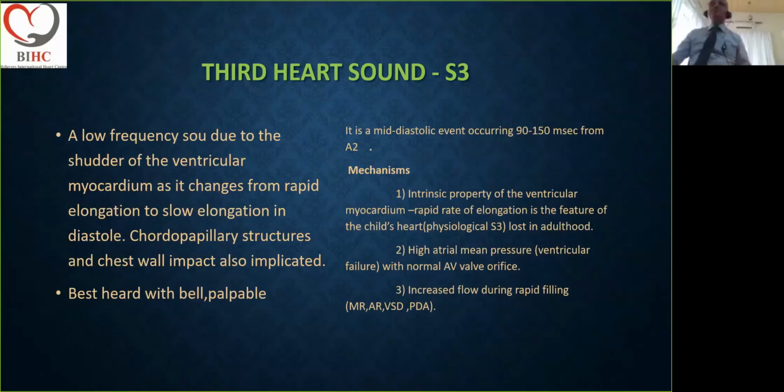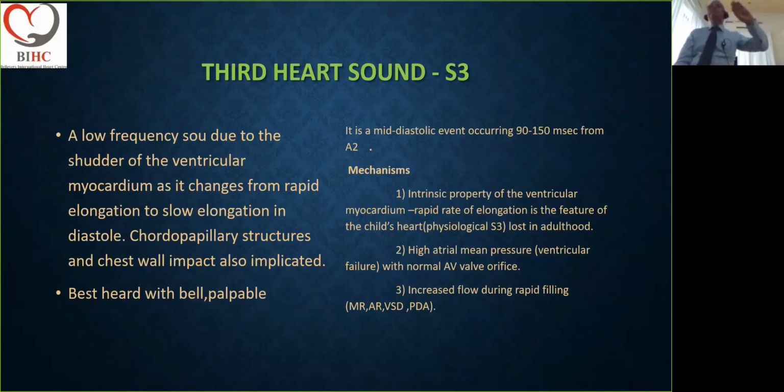remember, what generates the sound is the transition from the rapid elongation to the slow elongation of the ventricle. This is, to begin with, an intrinsic property of the ventricular myocardium. You have a very supple myocardium in a 3-year-old or a 5-year-old child. So the transition from the rapid elongation to the slow elongation is an abrupt one which can generate the vibrations that cause the third sound. That is a feature of the physiological third sound in the child. This property is lost as the child ages. In adulthood, the ventricular myocardium doesn't have this suppleness to generate that sound.